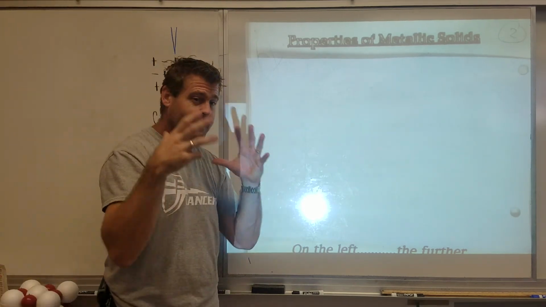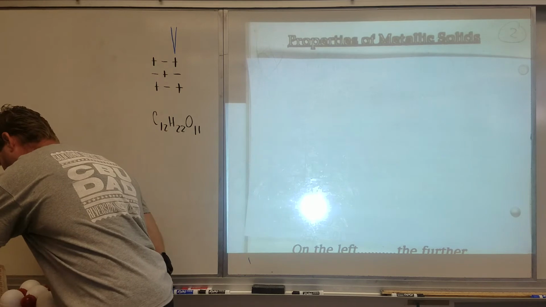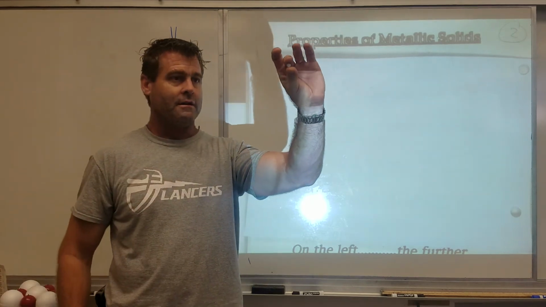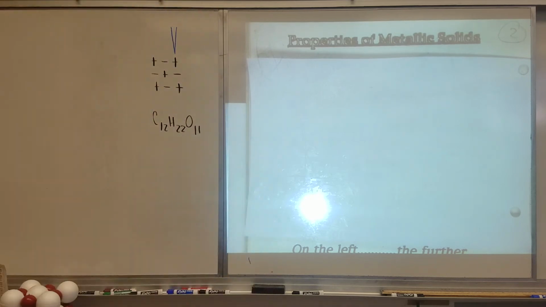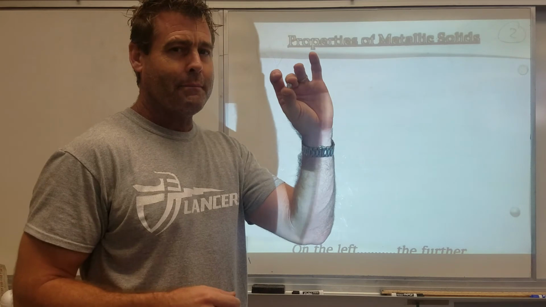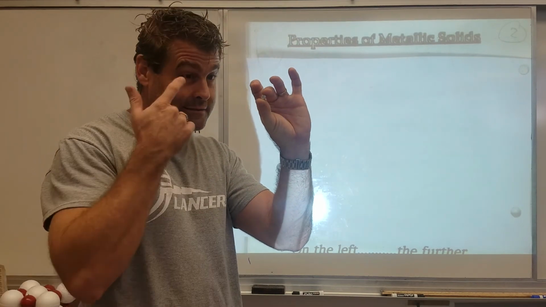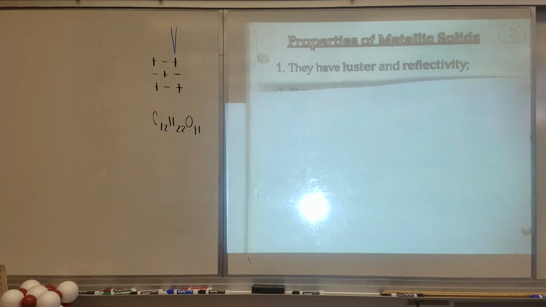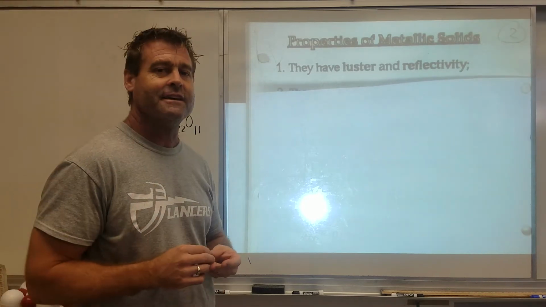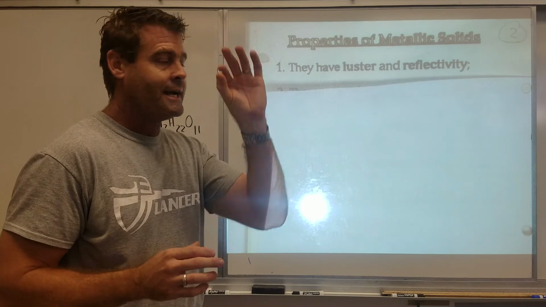So you guys are hopefully thinking, just think of metals. I got a piece of metal here. It's aluminum. First of all, look at it. What would you say about metals? Aren't they shiny? Metals are shiny. We say they have luster or reflectivity. That's just a fancy word for shiny. Metals are shiny.